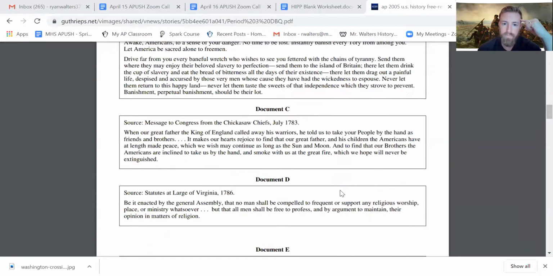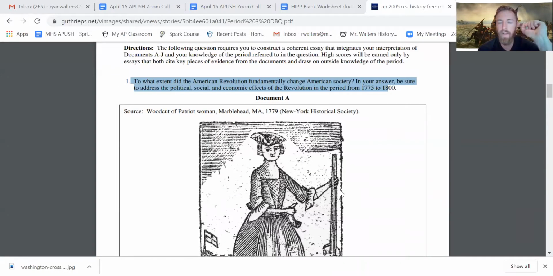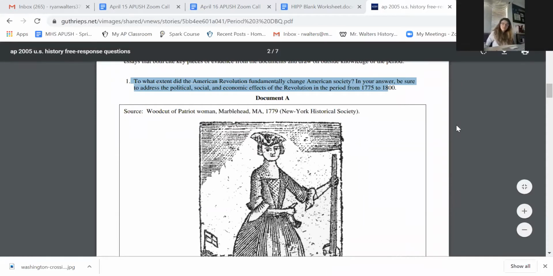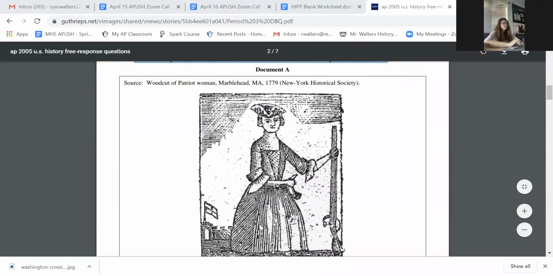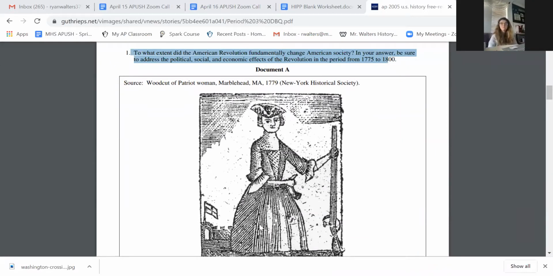Let's shift on to the societal. What would our societal argument be? To what extent did the American Revolution fundamentally change the society of America? You can use the first document, the picture, and the very last one, the speech, to say that women are no longer being forced to stay at home. They're going to the forefront to fight for rights and to be part of the things that are happening.